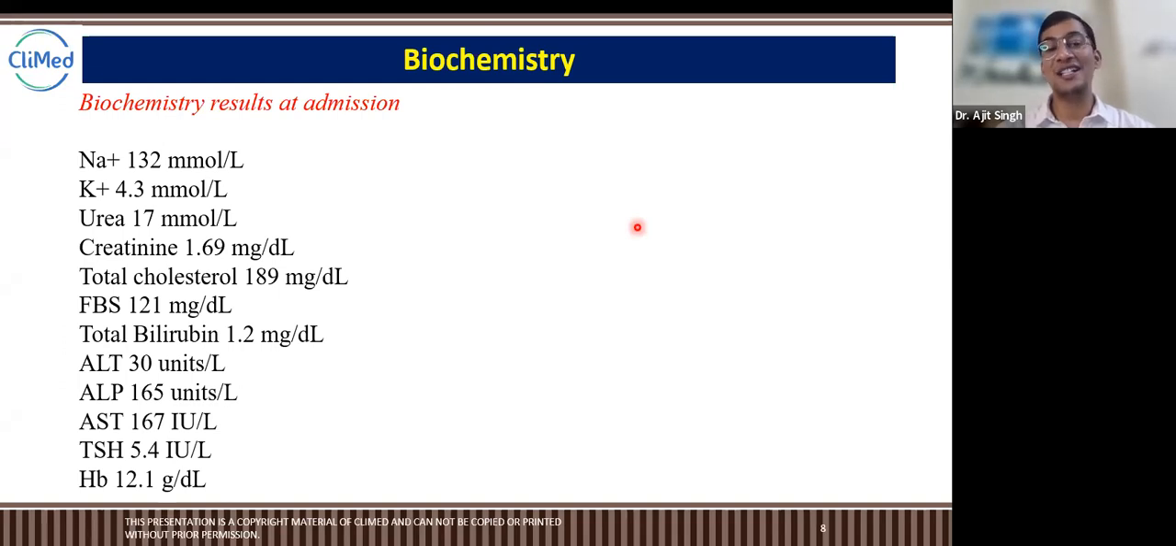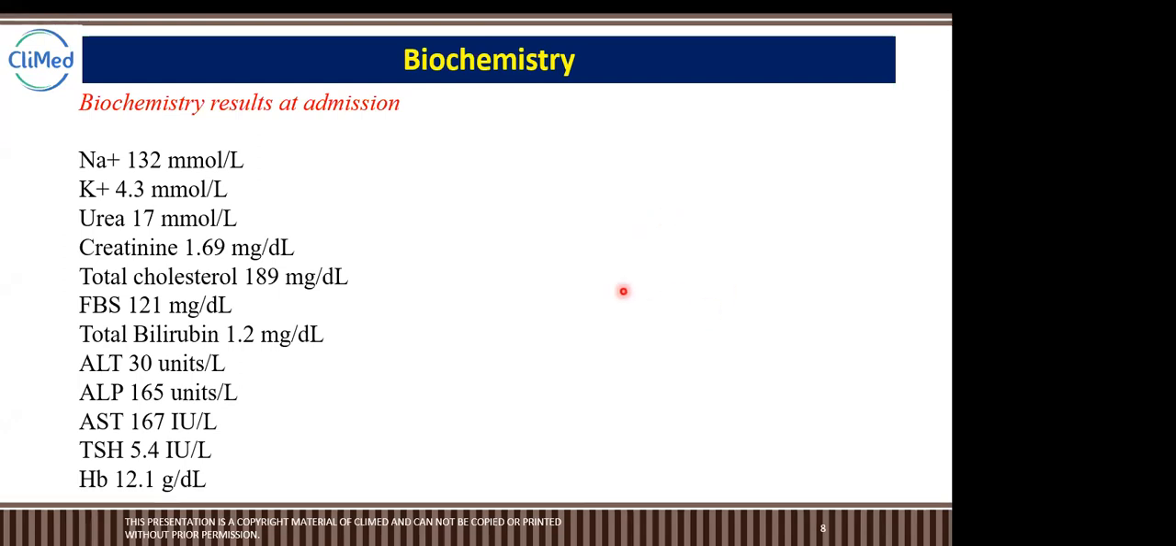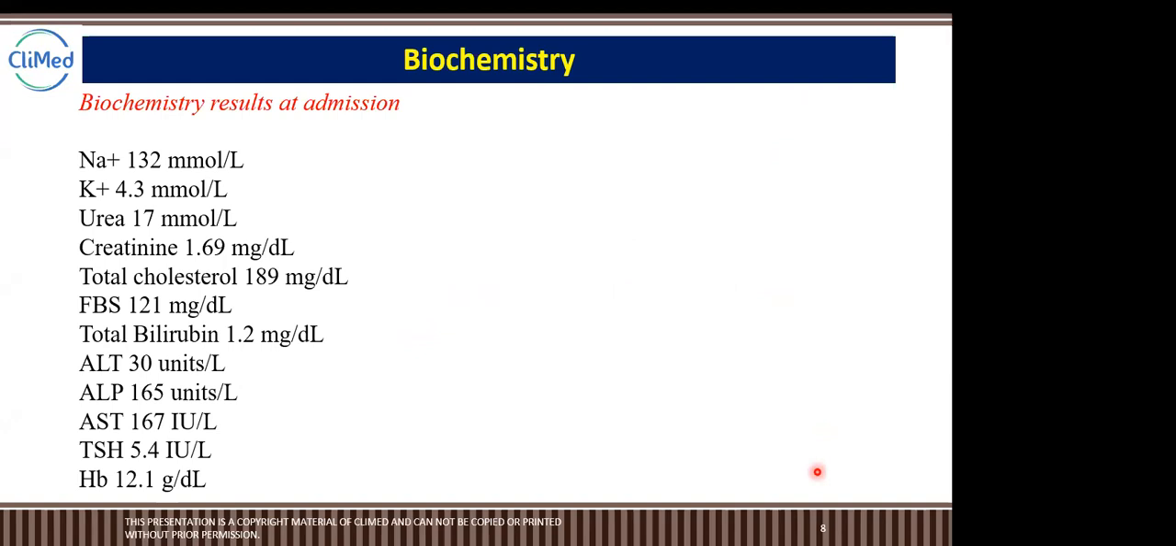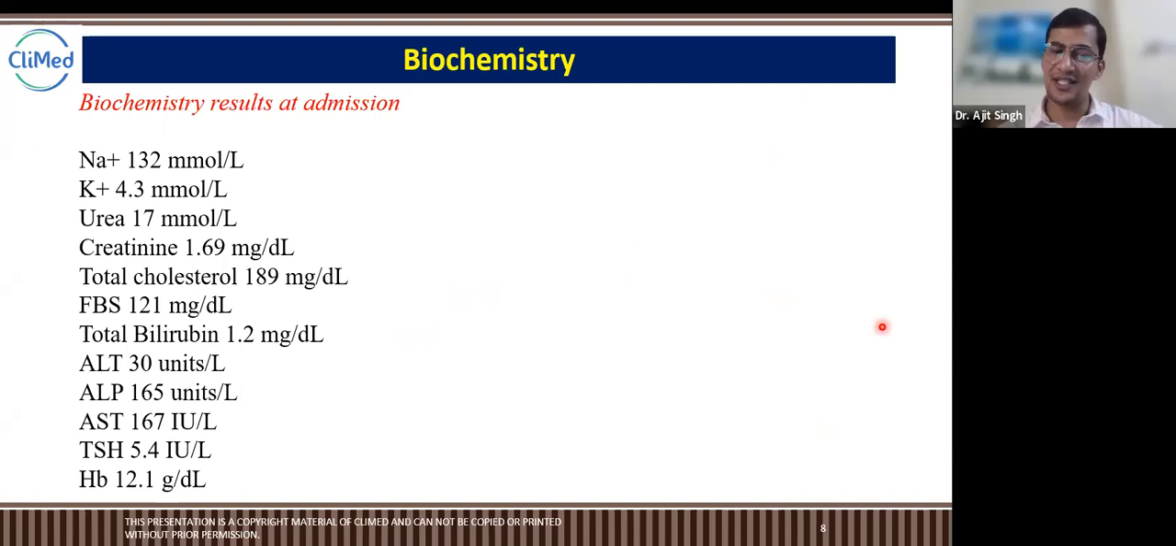Now tell me, what are the other things here which you think are not in control? ALP and AST. Thyroid also, TSH is 5.4. HB is also low, 12.1. Okay. TSH 5.4. Do you really think that TSH is not normal here?